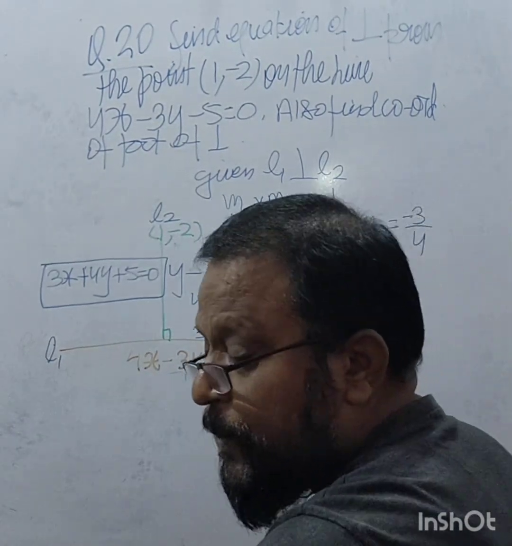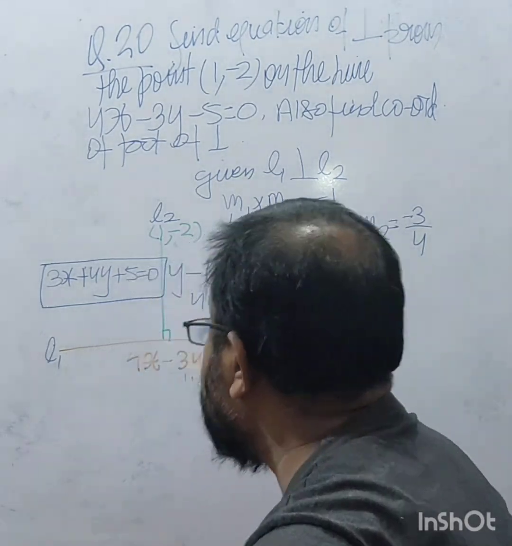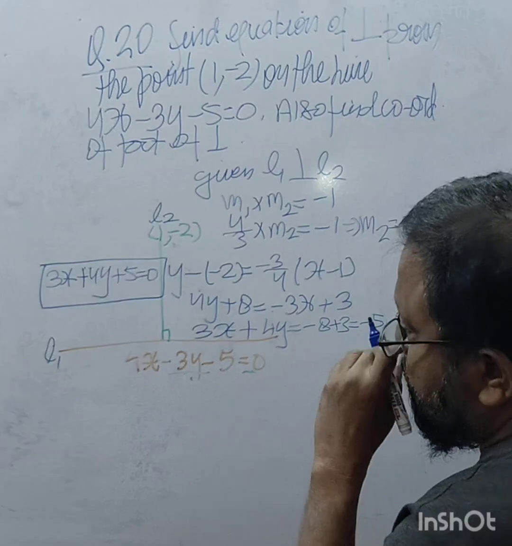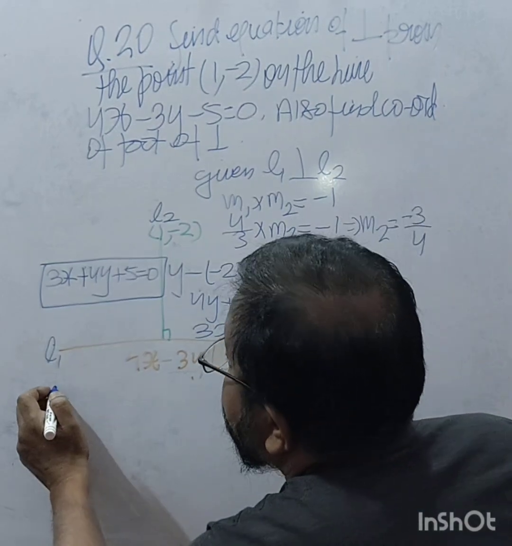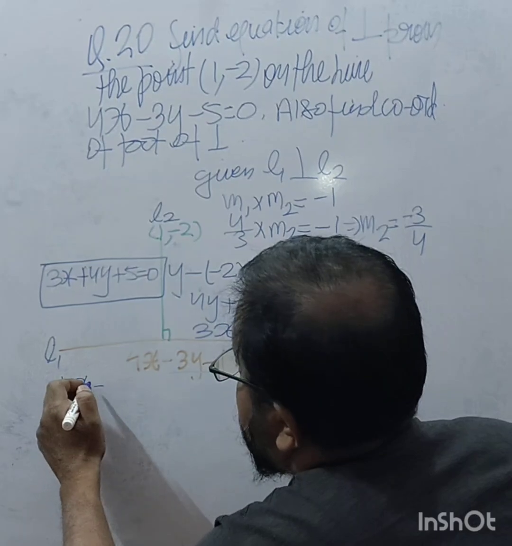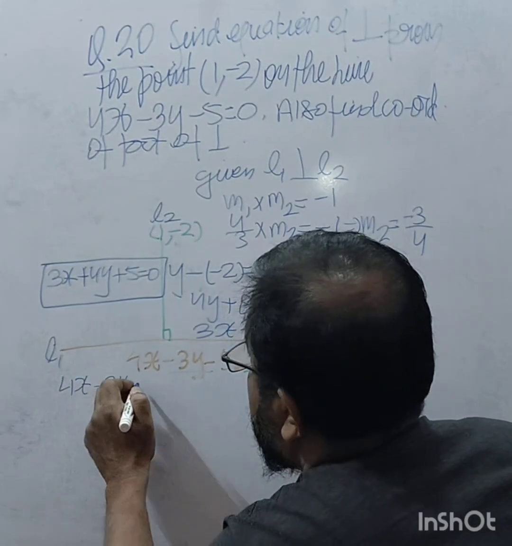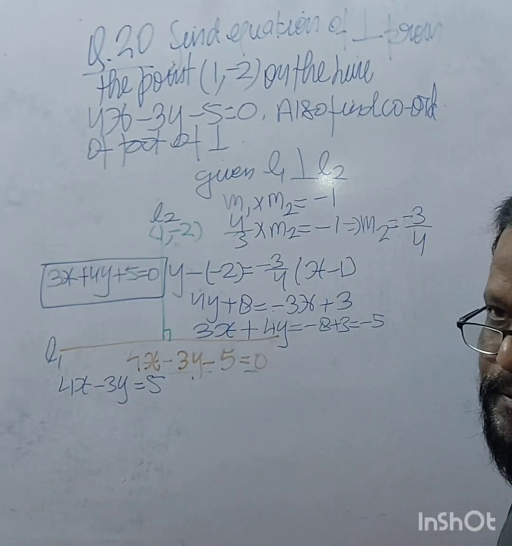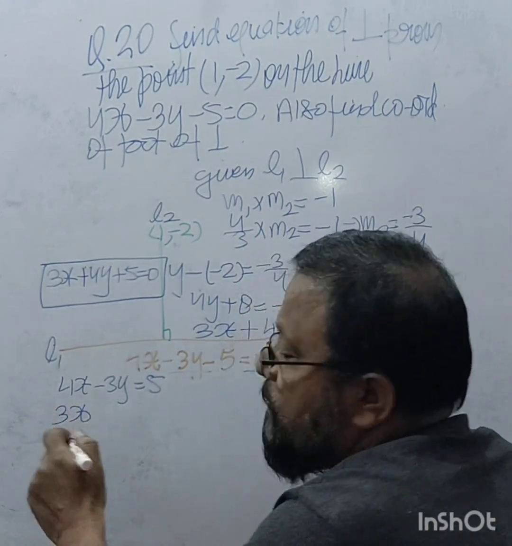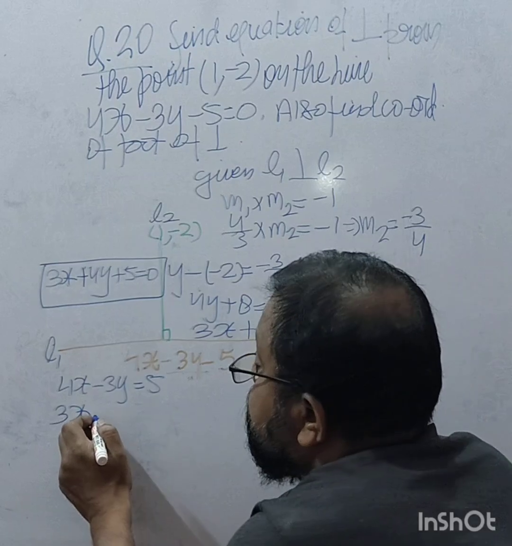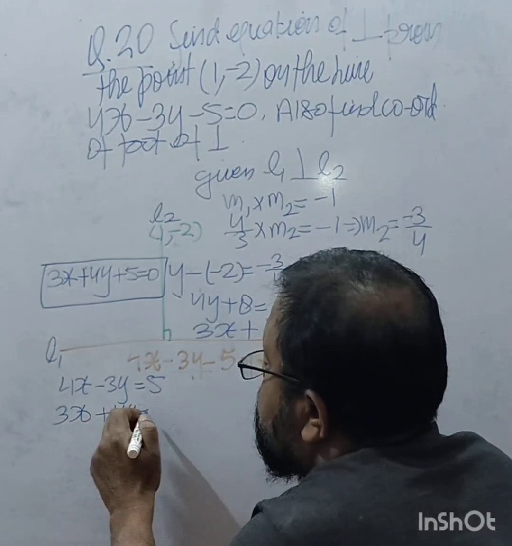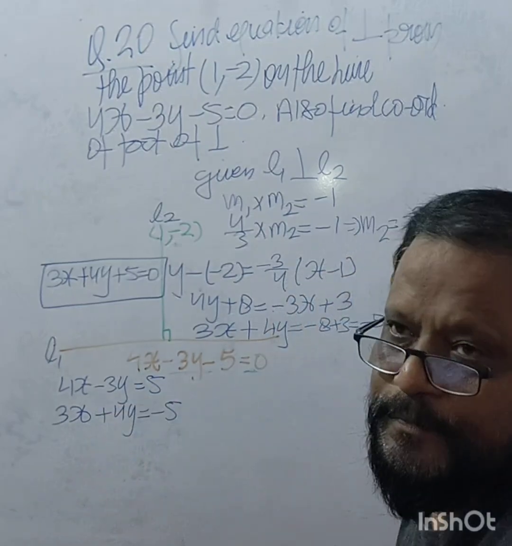Now we will solve the equations simultaneously. So what happens? 4x minus 3y is equal to 5, or 3x plus 4y is equal to minus 5, right?